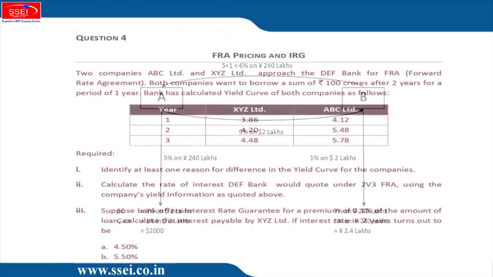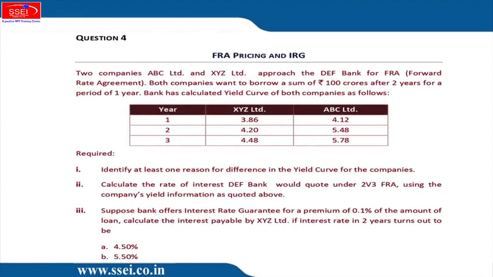Thank you. So question number 4 is on FRA and interest rate guarantee. Interest rate guarantee is a call option on interest rate. Let's look at the question. We have done the sum in class. Two companies ABC and XYZ approach DEF Bank for FRA. Both companies want to borrow a sum of 100 crore after 2 years for a period of 1 year. Bank has calculated the yield curve of both the companies as follows.